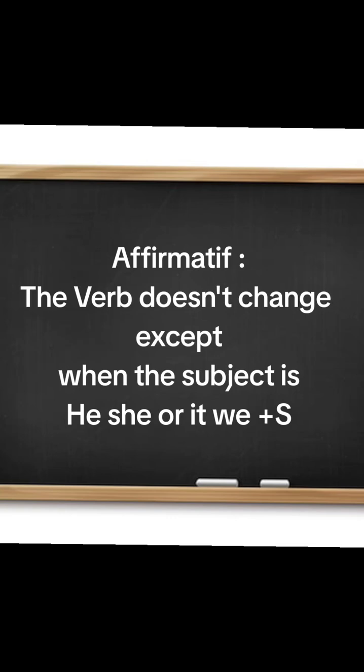For the affirmative, the structure is very simple. The verb doesn't change. It remains the same, except when the subject is he, she, or it. It's the third person singular, and it can be the name of someone, like Adam, like Shannon, like Hussam, or something like a chair or the house, but it should be really singular. Here, all you need to do is add an s to the verb. Otherwise, the rest remains the same.